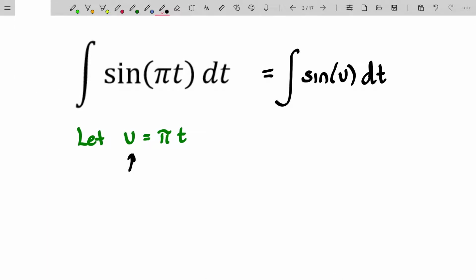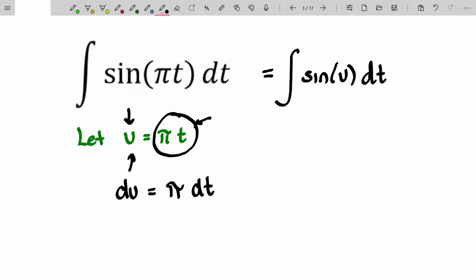All we need to do is find out what du turns into. And that, remember, if you take the differential du, it's going to be the derivative of this right-hand side. Well, the derivative of that right-hand side is just pi times the differential of the variable on that right-hand side, dt. So I know that dt, this specific dt right here, can be replaced by du over pi. That's what dt can be replaced by.